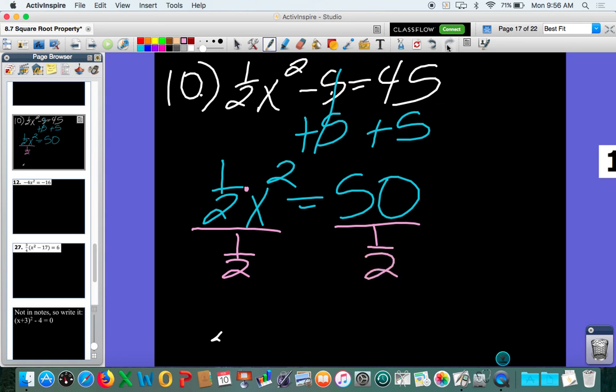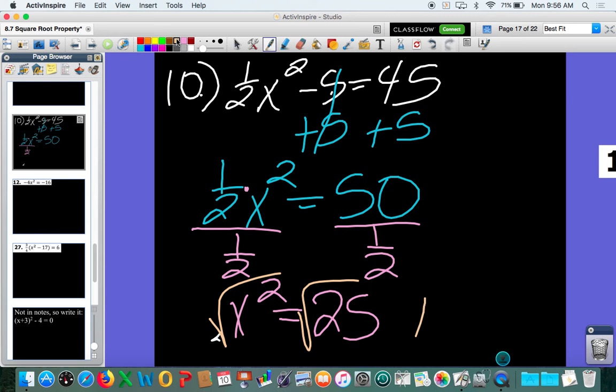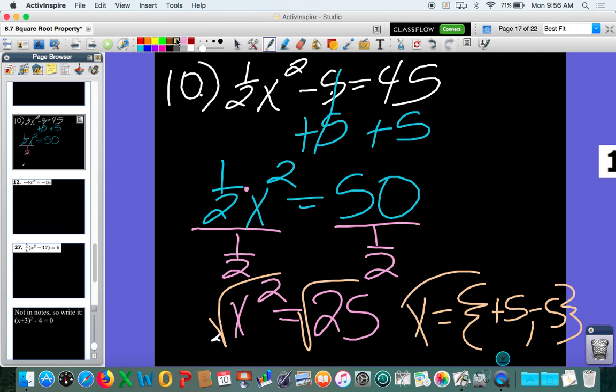So now what we're looking at is we've got x squared equals 25. So again, we take the square root. We get x is equal to positive 5 and negative 5, or negative 5, positive 5. It doesn't matter what order they're in.